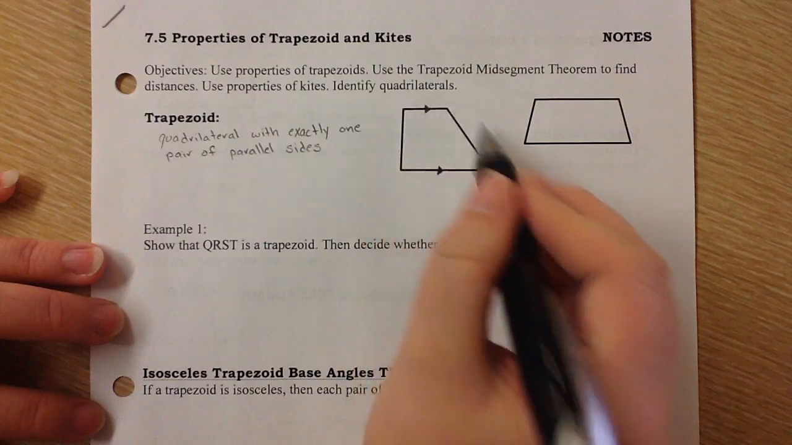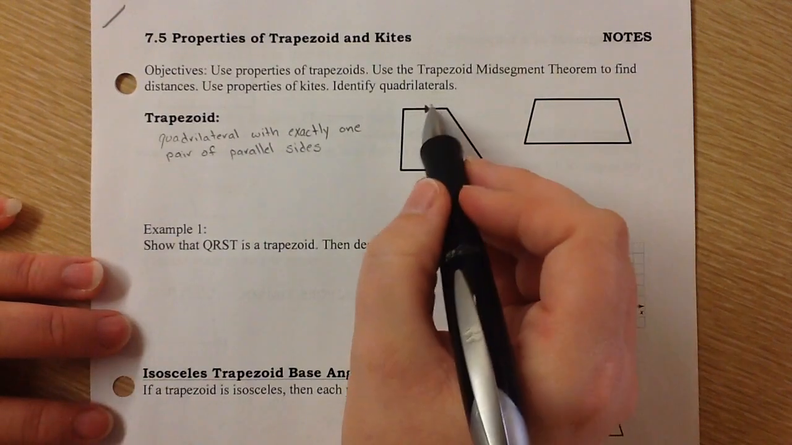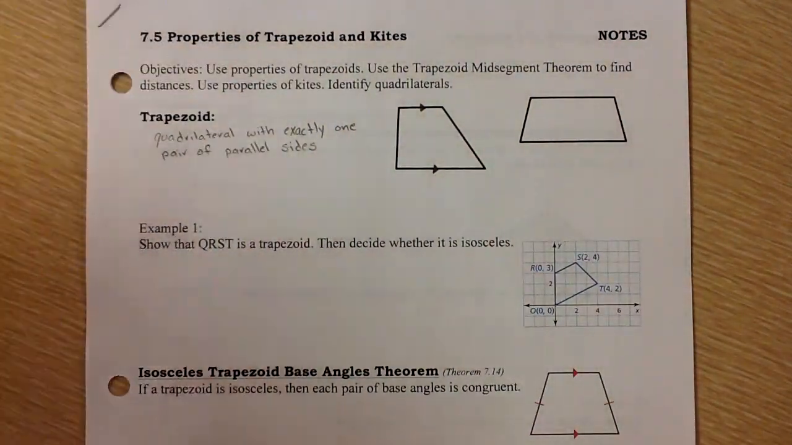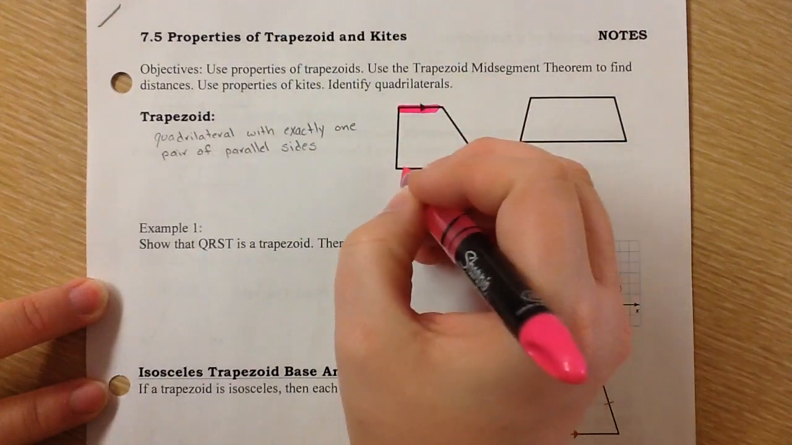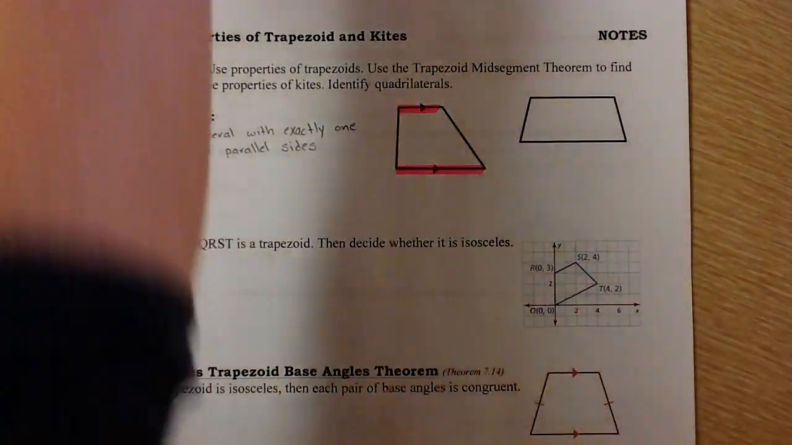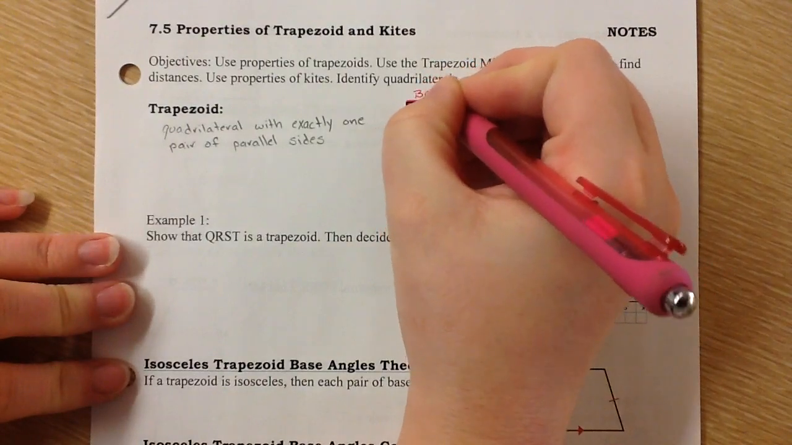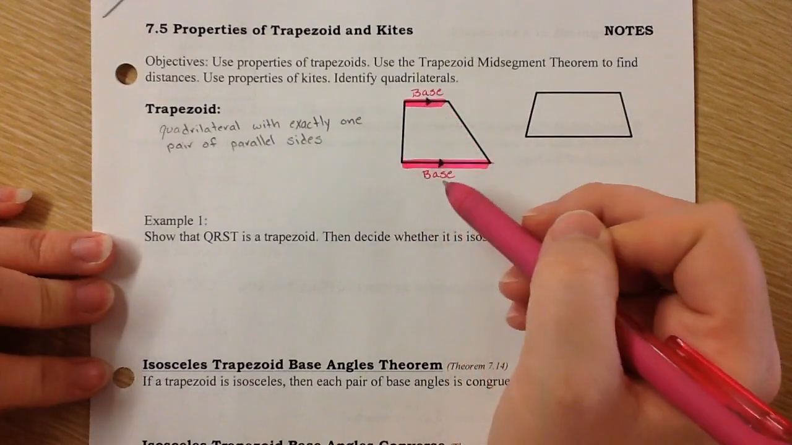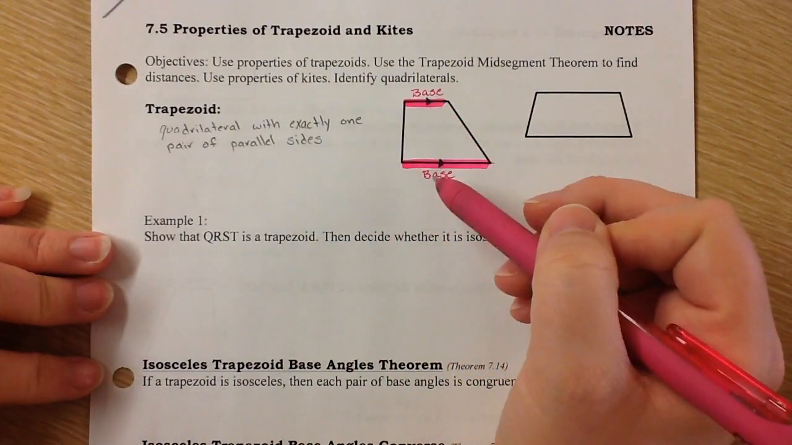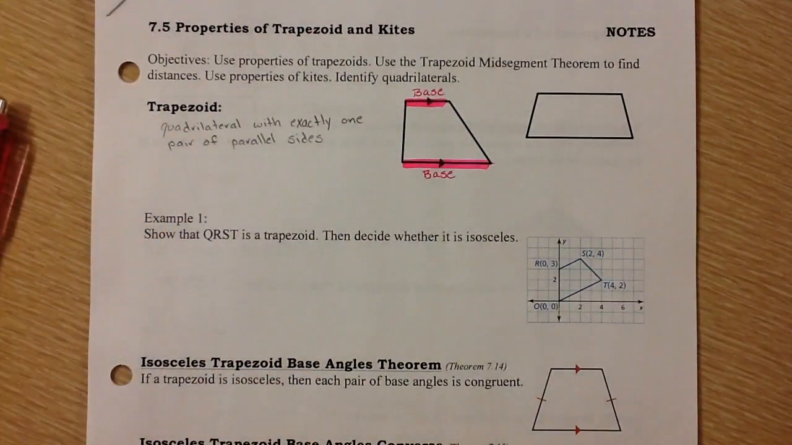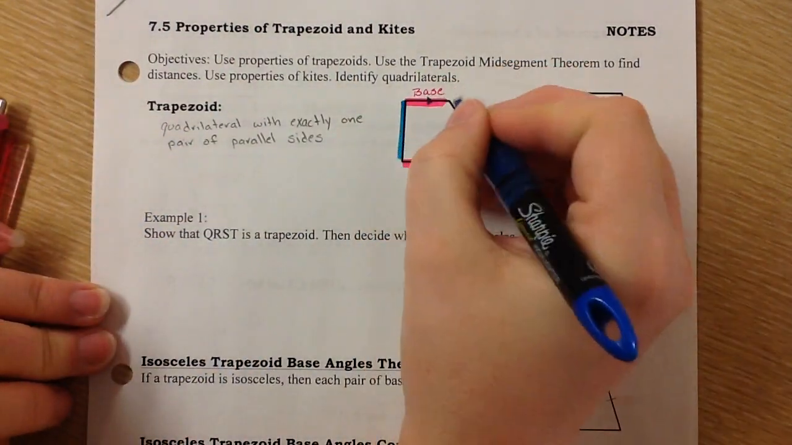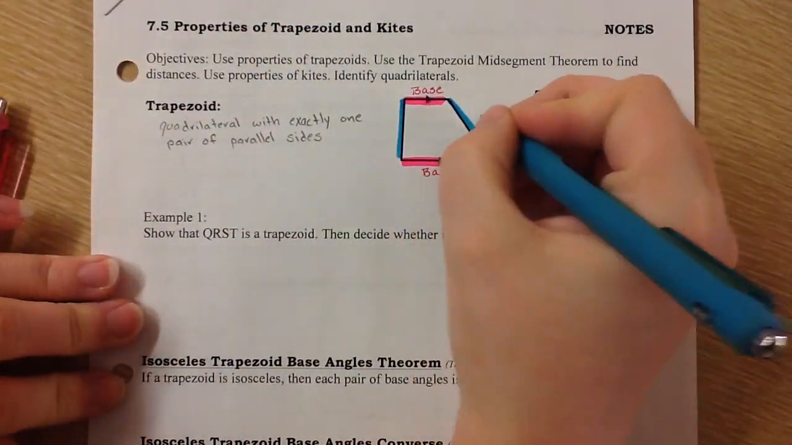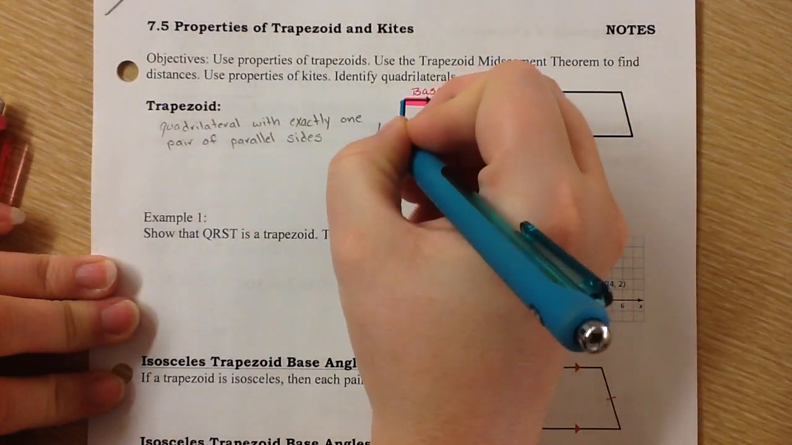Okay, so now we have special names for the pieces of a trapezoid. The parallel sides, in this case, we've got this parallel side. Here's our parallel sides. We refer to those as bases. So a trapezoid actually has two bases. The bases are the parallel sides. The other two sides we refer to as legs. So this side and this side are the legs. So we have a leg here and a leg here.